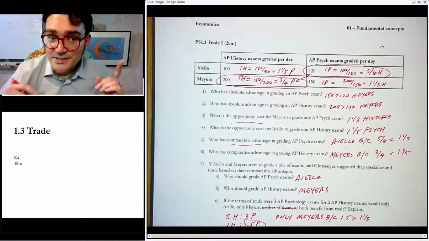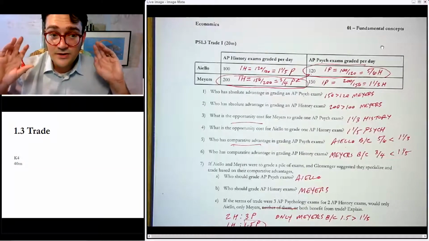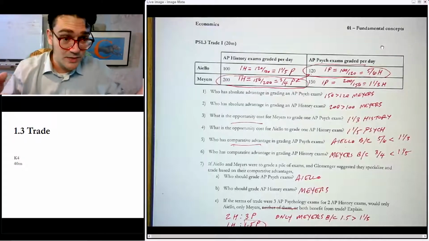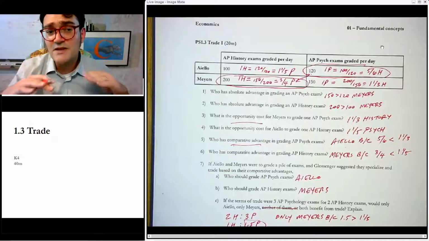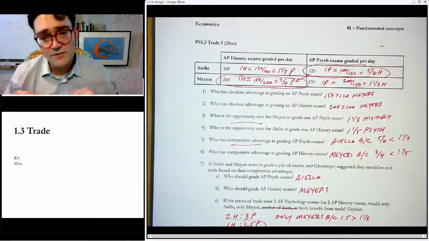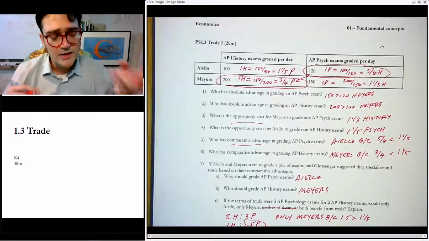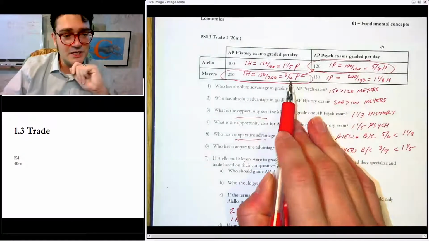Now, what's the price? Well, for Myers, he's like, I'm willing to grade a history test for psych tests, right? That's what Aiello's going to have to do. And he's like, the minimum price that you're going to have to give me, Aiello, is at least 3/4 of a psych test for every time I give you a history test that's graded. In other words, I have a minimum price, and it's actually set by the opportunity cost.